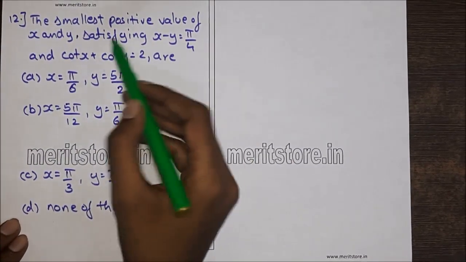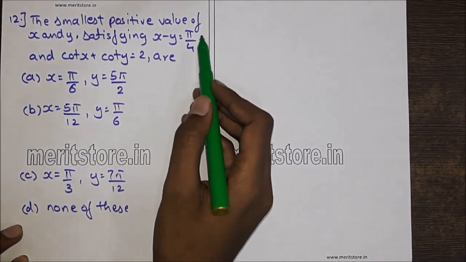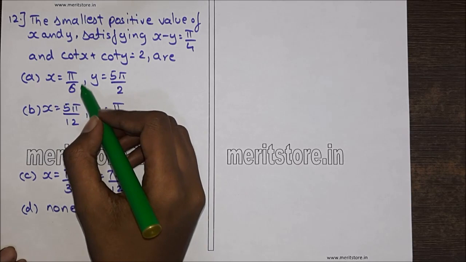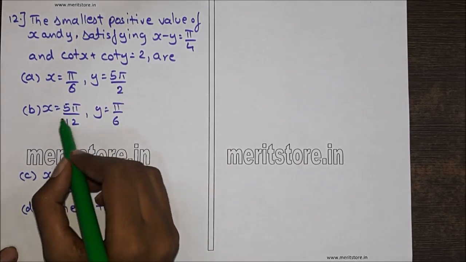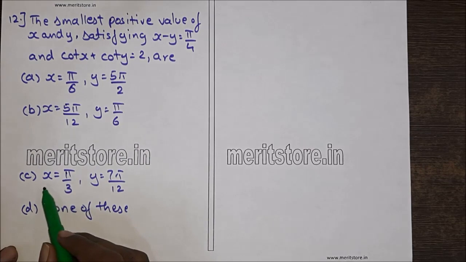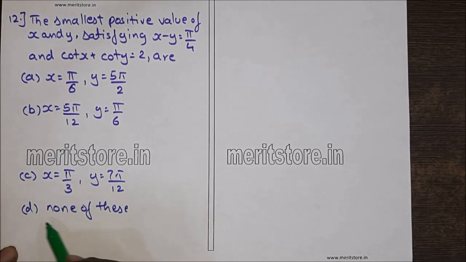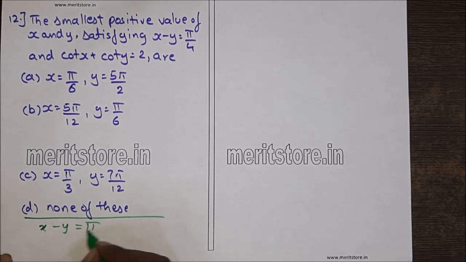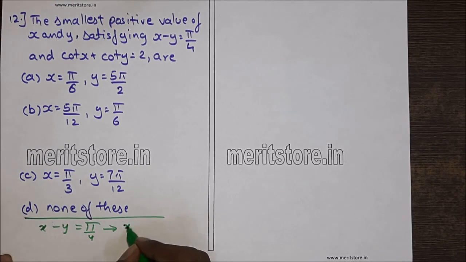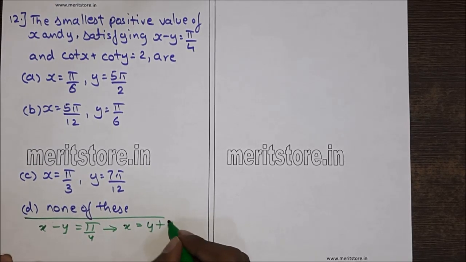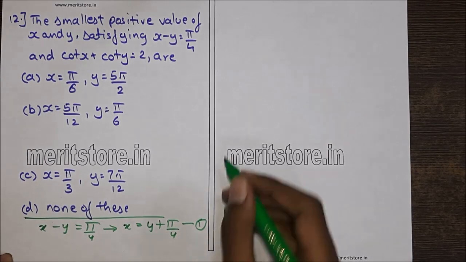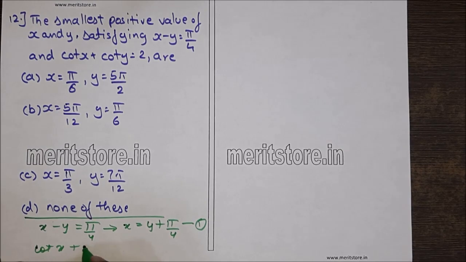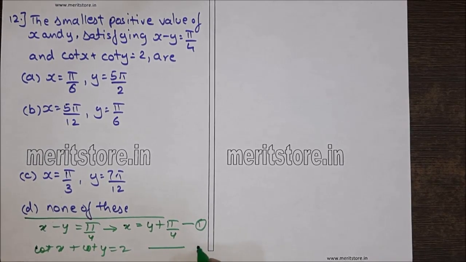The smallest positive values of x and y satisfying x minus y equals pi by 4 and cot x plus cot y is equal to 2 are, the options are x equals pi by 6, y equals 5 pi by 12, x equals 5 pi by 12, y equals pi by 6, x equals pi by 3, y equals 10 pi by 12, or none of these. So we have two conditions, x minus y equals pi by 4. That is x is equal to y plus pi by 4. Let this be equation 1. Also cot x plus cot y is equal to 2. Let this be equation 2.